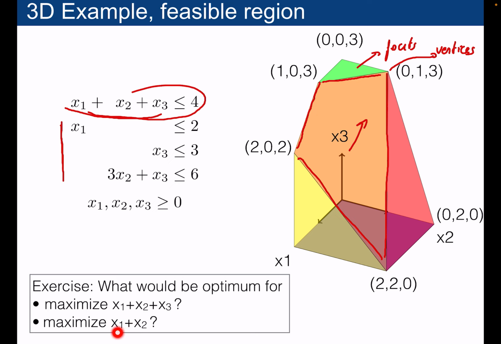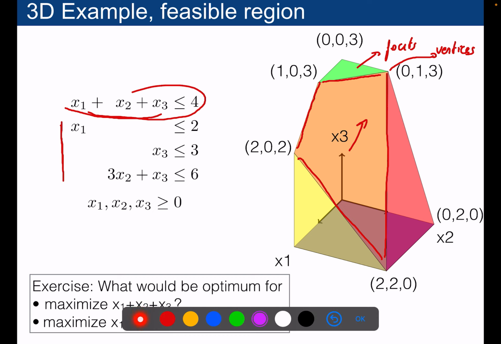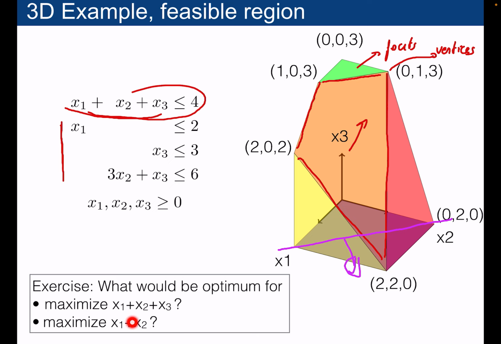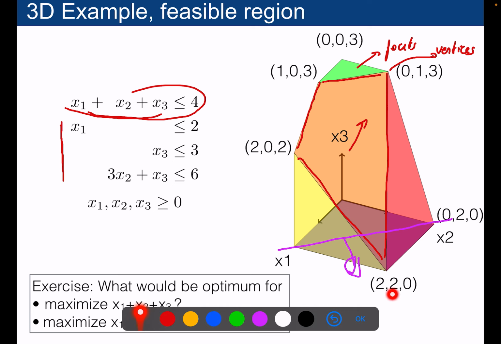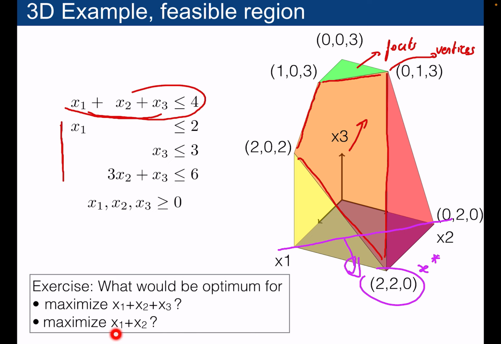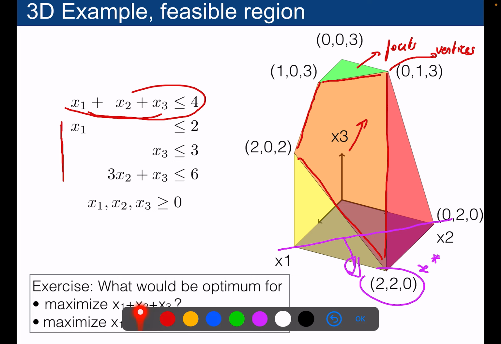If you want to maximize x1 plus x2 instead, this is a little bit different. This would be represented as this line, and you want to push the line as much as possible in that direction. In that case, if the objective function is that one, this will be the optimum solution. It will be x star, the optimal solution according to this objective x1 plus x2. That's the intuition about linear programs.